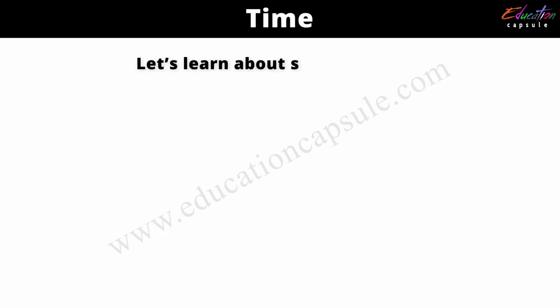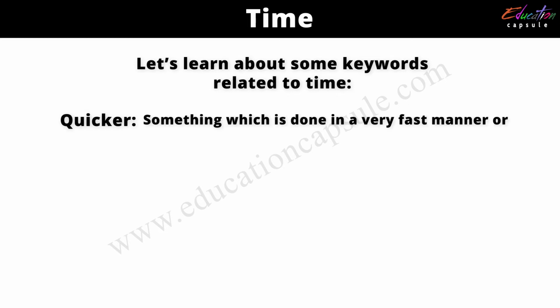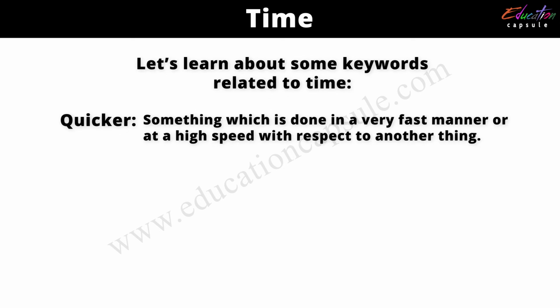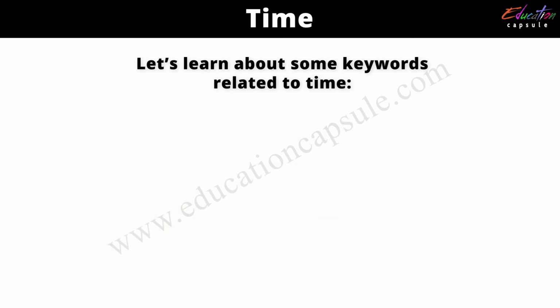Let's learn about some keywords related to time. First is quicker. Something which is done in a very fast manner or at a high speed with respect to another thing. For example, a dog is quicker than a tortoise, because a dog moves or runs faster than the turtle or tortoise.